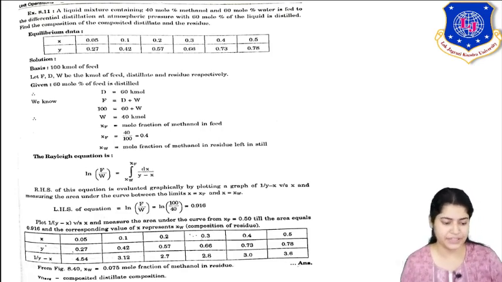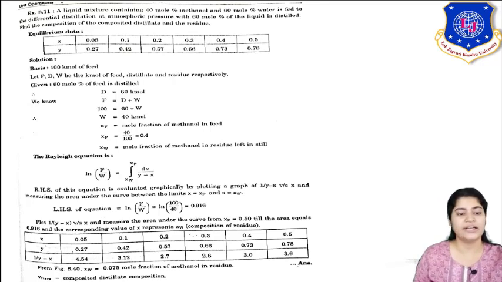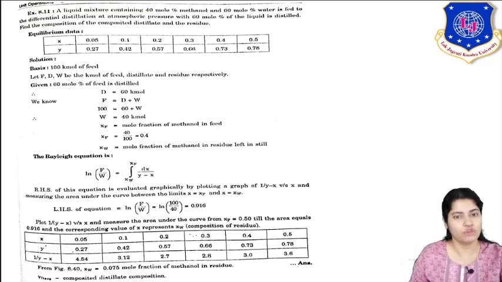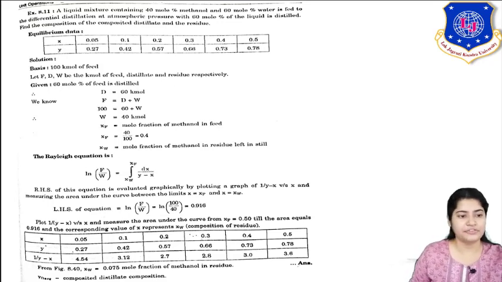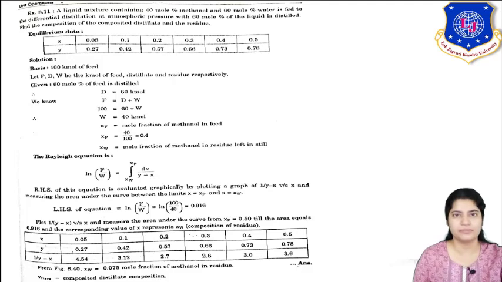Let's take an example here. How to solve it? What is your question? A liquid mixture containing 40 mole percent methanol and 60 mole percent water is fed to a differential distillation at atmospheric pressure, with 60 mole percent of the liquid distilled. Find the composition of the distillate and the residue. You have been given your feed composition: 40 mole percent methanol and 60 mole percent water. This is the feed composition.